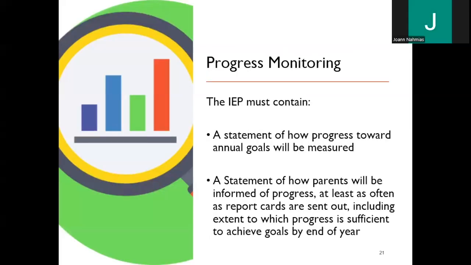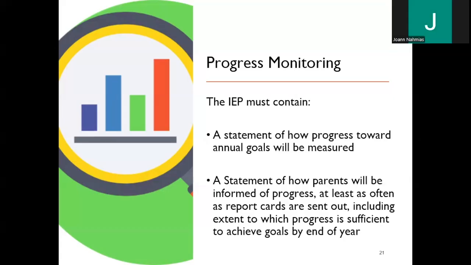Every IEP needs to include a plan for how the student's progress on their annual goals will be measured. This means we need to be clear on how we will know if the student is making progress, whether that is through tests, observations, work samples, or data collection. It has to be something we can actually measure.